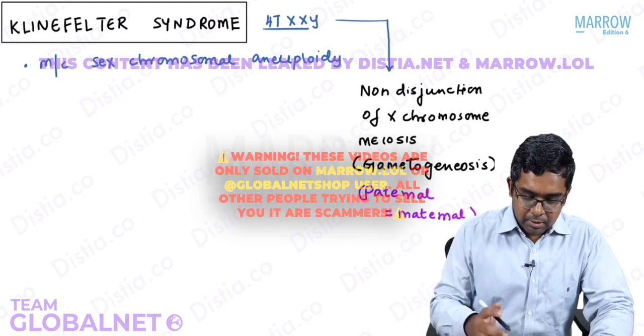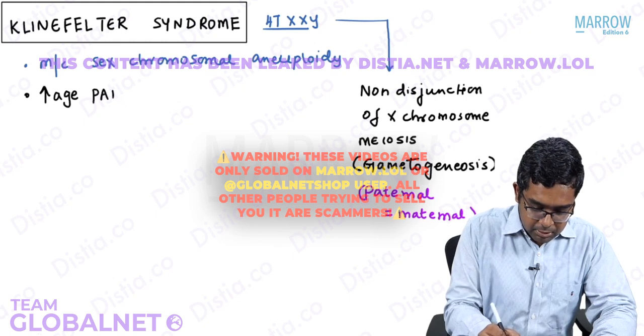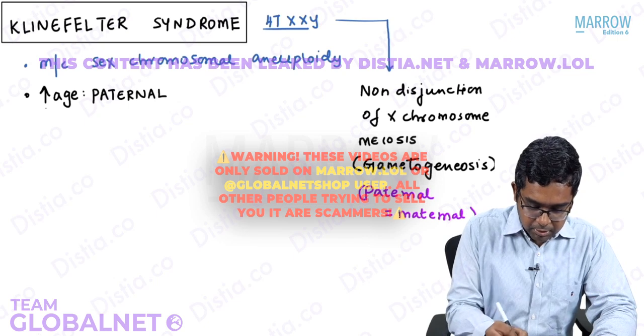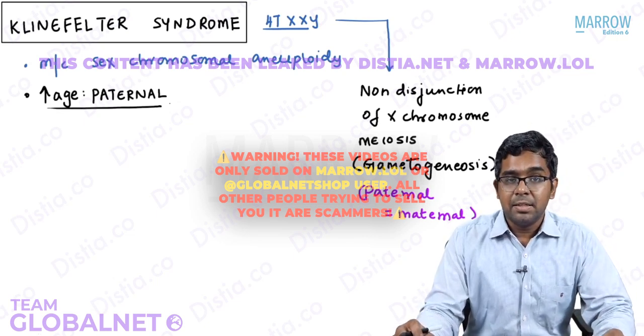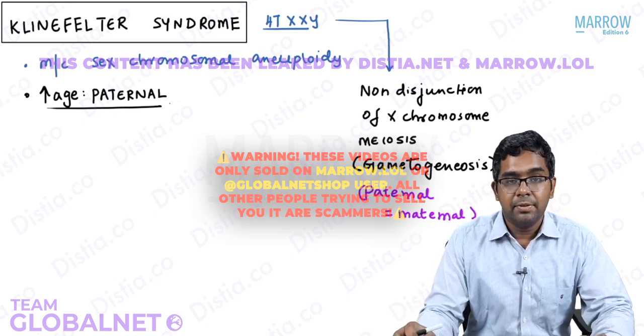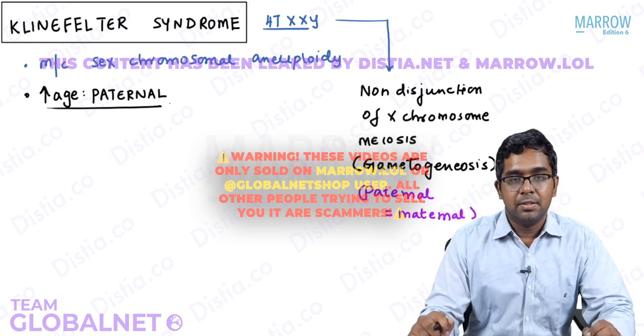Okay, right. And in this particular condition, increasing age or advanced paternal age is considered to be a risk factor. Very important, in most of the trisomies, we read that it is the increased maternal age which is a risk factor, but in Klinefelter syndrome, increased paternal age or advanced paternal age is a risk factor.